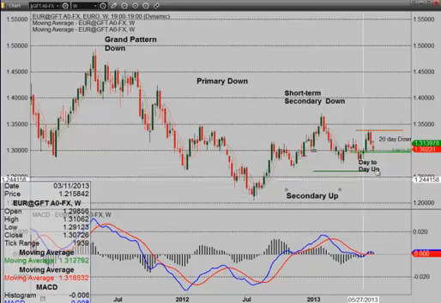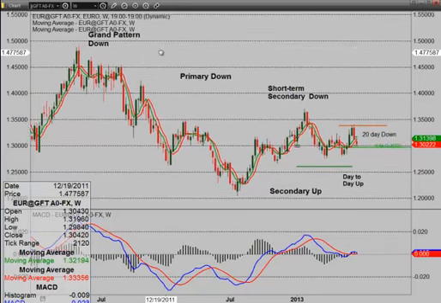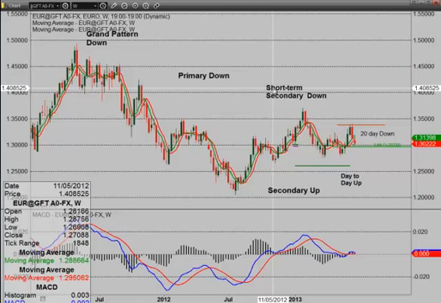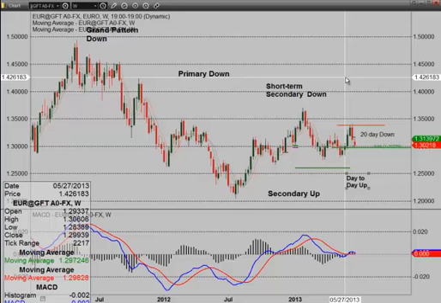You do have the majority of tradable patterns down now. Even if you don't count that grand as a tradable pattern, you have to count the primary, that short-term secondary, the 20-day. They're all down. You have the secondary up, the day-to-day up. So in my book, you have the majority of patterns down. That's a bearish situation, so we would look for more downside here.